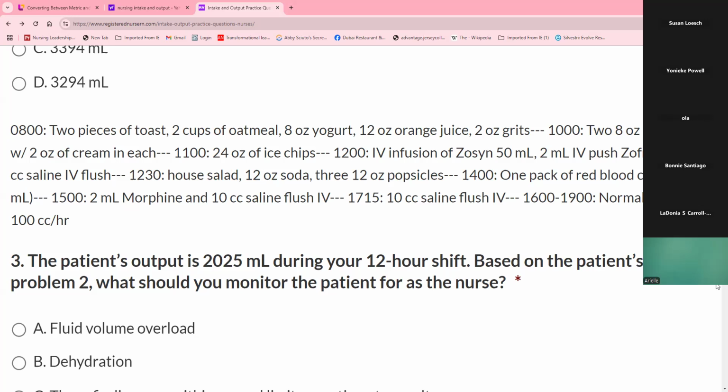Miss Lausch, I'm sorry. Is this health assessment or L2R? This is health assessment.